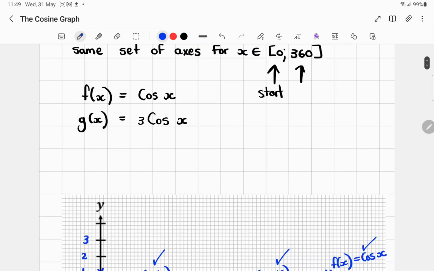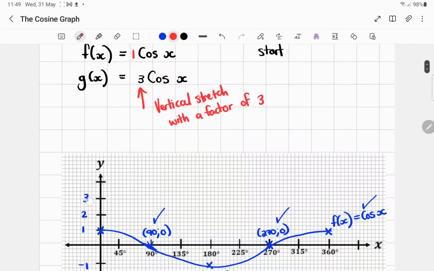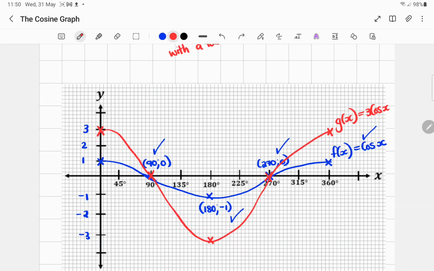So let's see if we go and apply a vertical stretch. So what that means is it's a vertical stretch with a factor of, how did I get from 1 to 3? I times it with 3. Okay, so in red, I'm quickly going to draw 3 cos x. All right, so there you've got it.